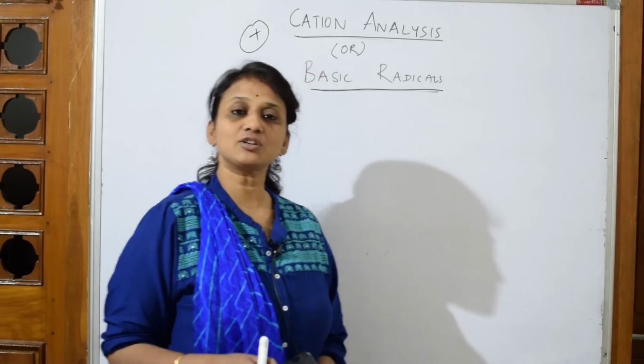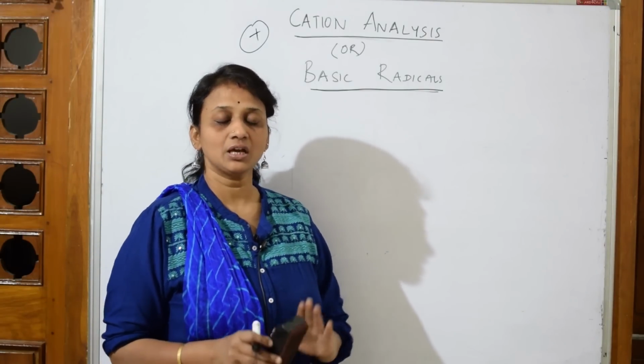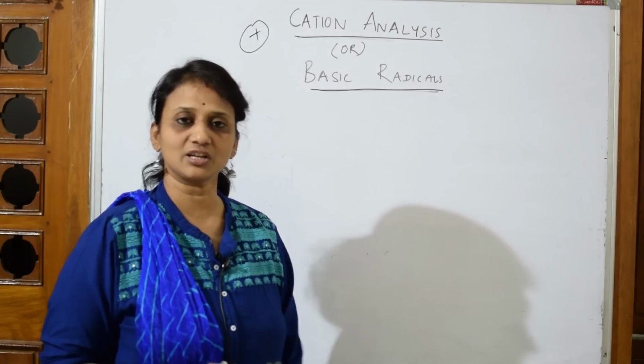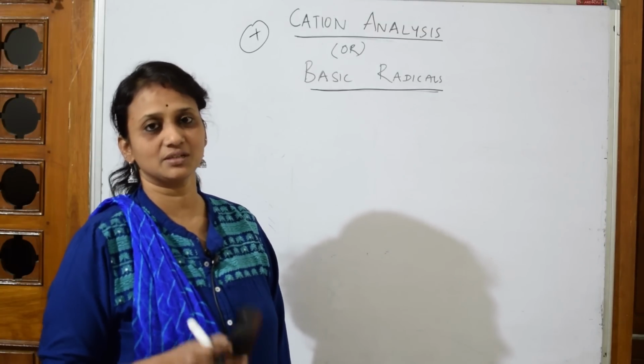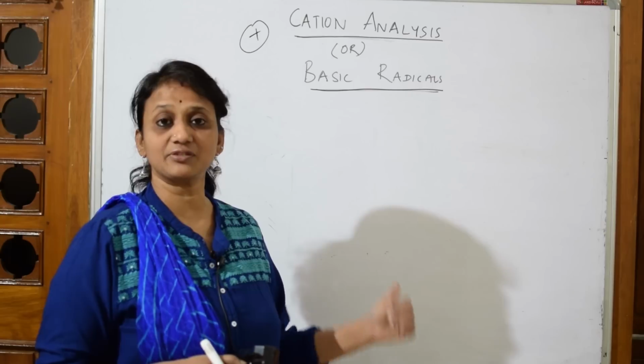Let us start off with the cation analysis or the basic radical. First of all, what should we do? Now you have done your anion, you kept your anion confirmatory test on the test tube stand. After that, next you're left with the salt. Now start with the cation.